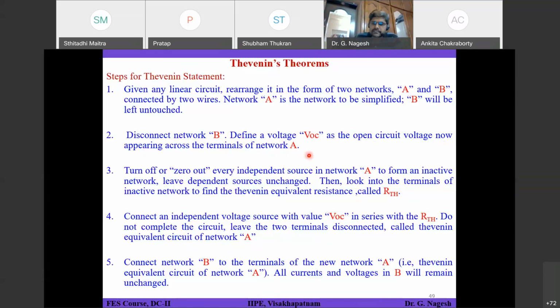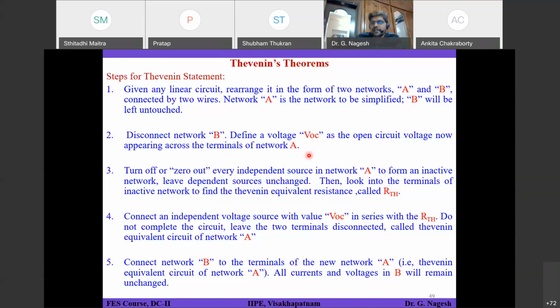So what it is saying is, if you have a complex network and you want to find out what is happening in the load resistor, except the load resistor, the remaining entire thing you call network A. Only the load resistance which is present you call network B. So disconnect network B. Disconnect means you have to remove it. Once you remove it, what will happen? Some open circuit will exist because RL is removed.